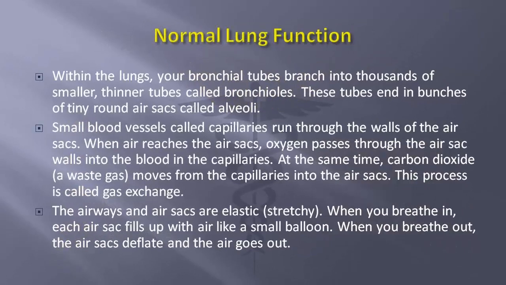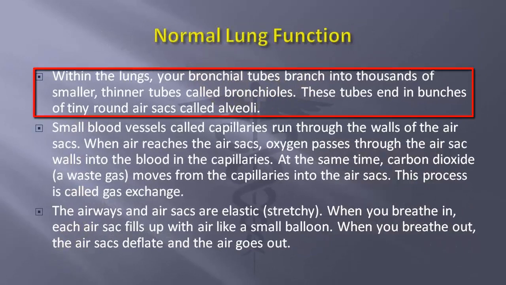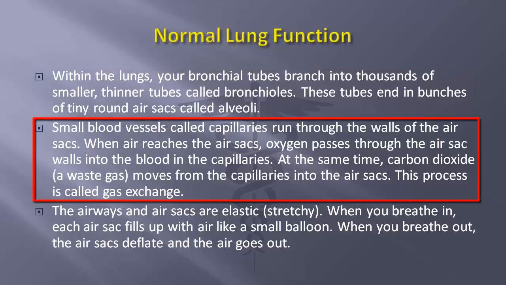Normal lung function. Within the lungs, your bronchial tubes branch into thousands of smaller, thinner tubes called bronchioles. These tubes end in bunches of tiny round air sacs called alveoli. Small blood vessels called capillaries run through the walls of the air sacs.